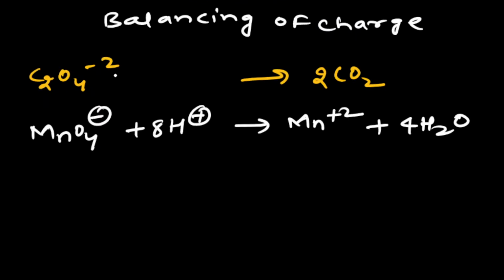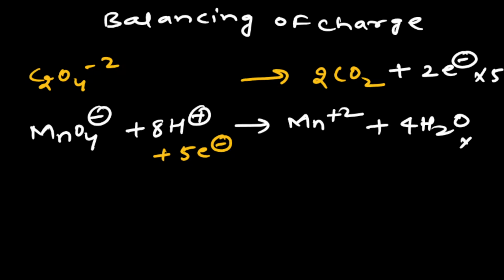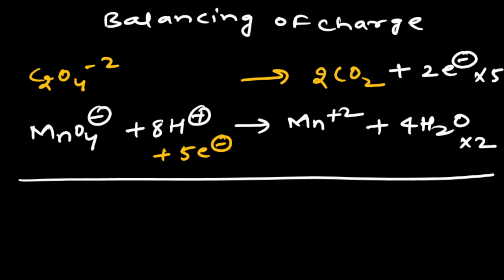Clear? Now carbon has lost 2 electrons. Loss of electrons should be at the product side, and manganese in MnO4- has gained 5 electrons. Gain of electrons should be at the reactant side. Then to balance the charge, we have to multiply the first reaction by 5 and the second by 2 for the entire reaction.